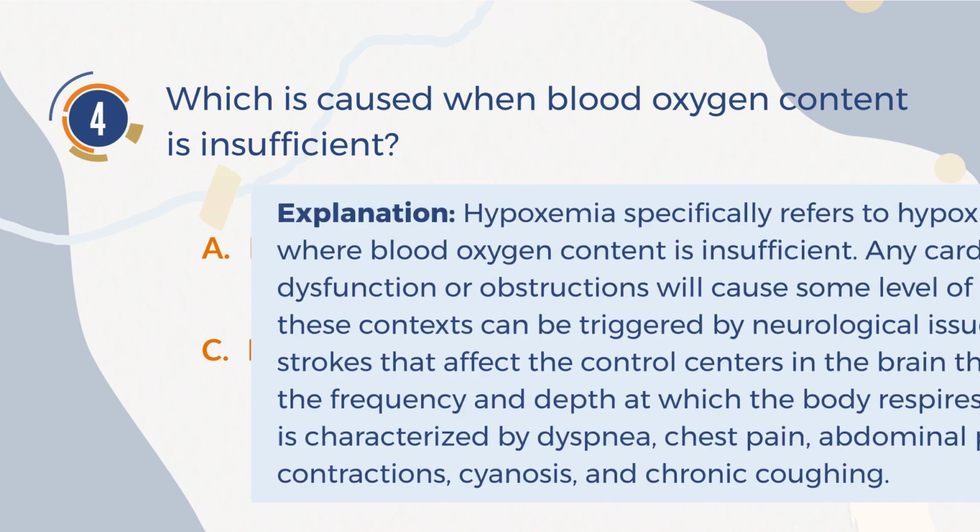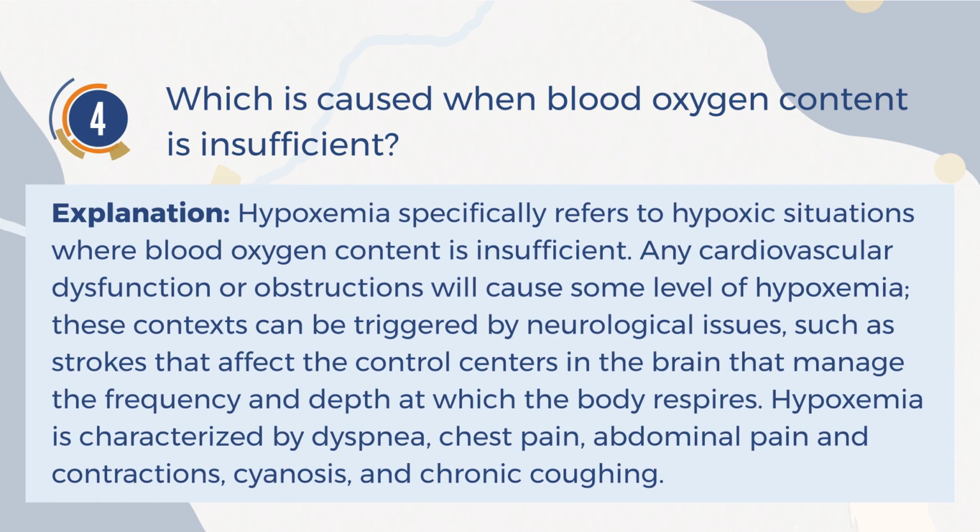Hypoxemia. Explanation. Hypoxemia specifically refers to hypoxic situations where blood oxygen content is insufficient. Any cardiovascular dysfunction or obstructions will cause some level of hypoxemia. These contexts can be triggered by neurological issues, such as strokes that affect the control centers in the brain that manage the frequency and depth at which the body respires. Hypoxemia is characterized by dyspnea, chest pain, abdominal pain and contractions, cyanosis, and chronic coughing.